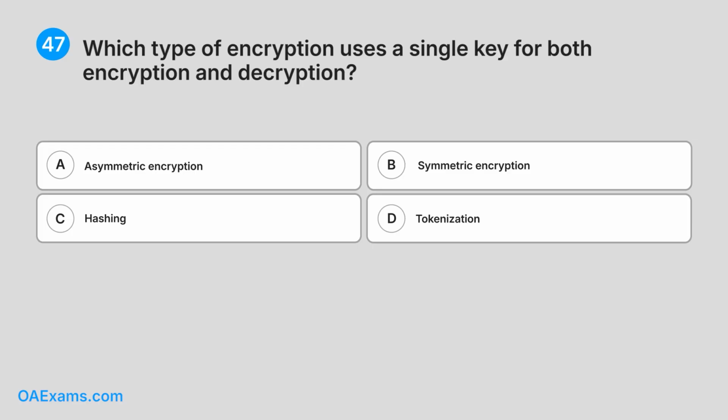47. Which type of encryption uses a single key for both encryption and decryption? A. Asymmetric encryption. B. Symmetric encryption. C. Hashing. D. Tokenization. Can you guess the answer?